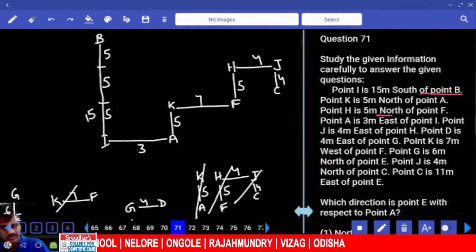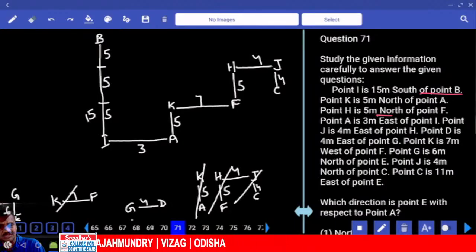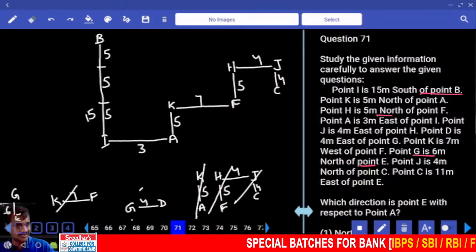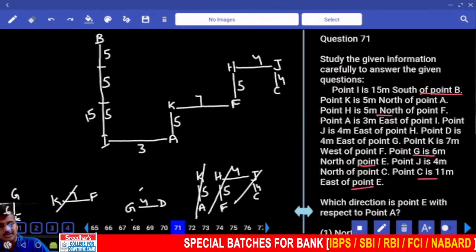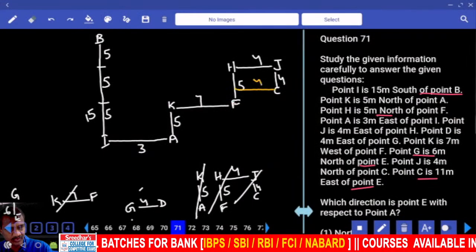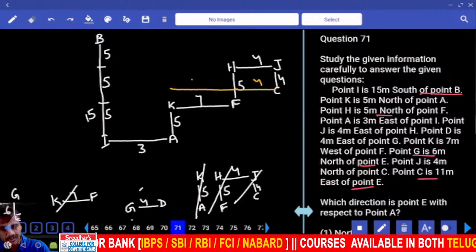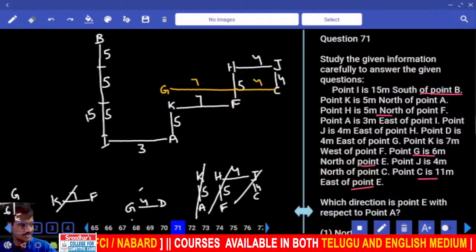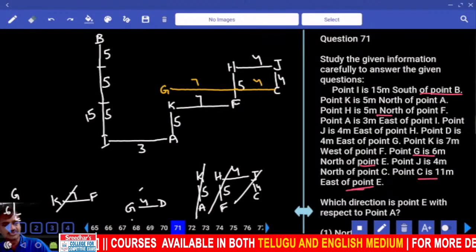G and D, we have this information regarding G and D, and also G and E. Where is this G? G is 6 meters to the north of E. C is 11 meters to the east of E. From here, 11 meters means this is 4 and this is 7. Now 4 plus 7 is 11.